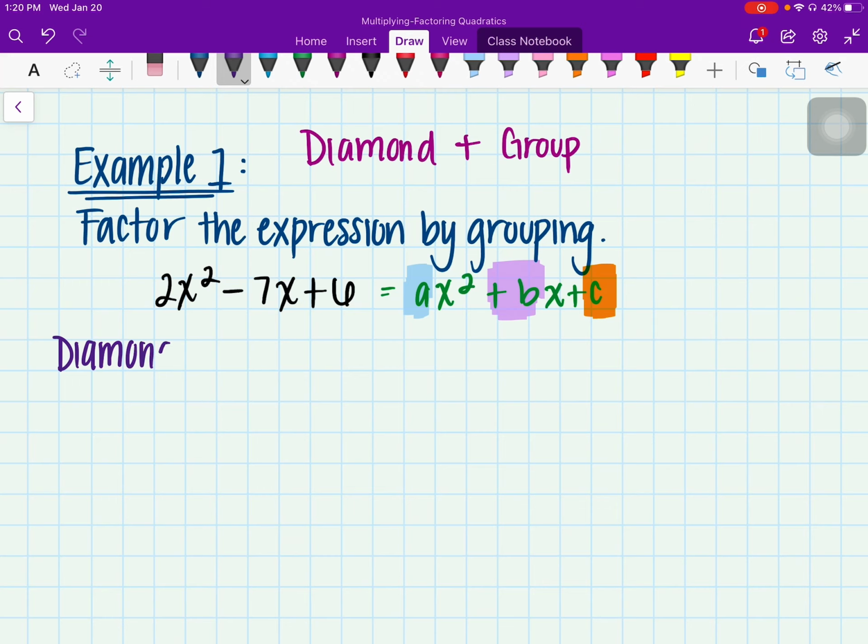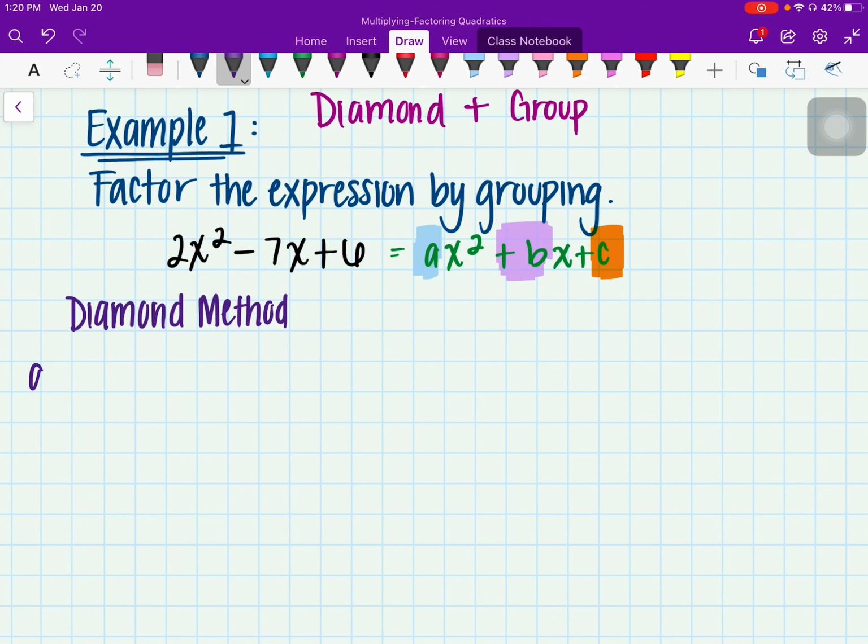This is where I'm showing it. And the first thing I want to do with the diamond method, guys, is identify what a, b, and c equal. So what is a, what is b, and what is c? And this is what the general formula is for, so we can match it up to the expression we're given. So in this case, a will be represented by 2, b will be represented by -7, and c will be represented by 6, which is the constant. So let's write that down, guys. We have a 2, a -7, and a 6.